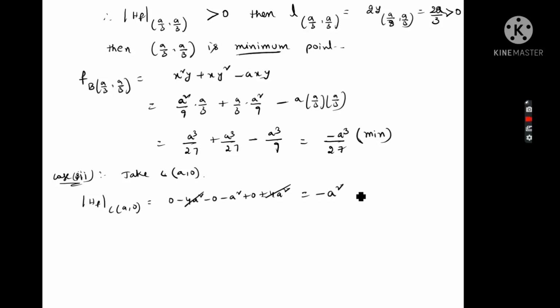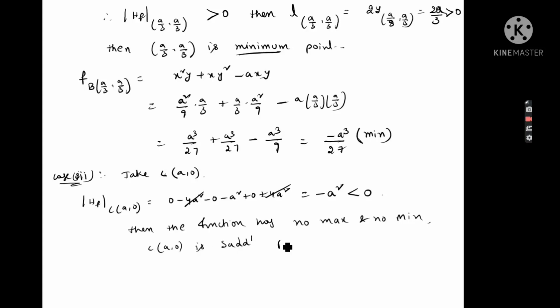Minus a square is negative, so it is less than 0. So mod HF at the point is negative, then the function has no maximum and no minimum. That means C (a, 0) is a saddle point.